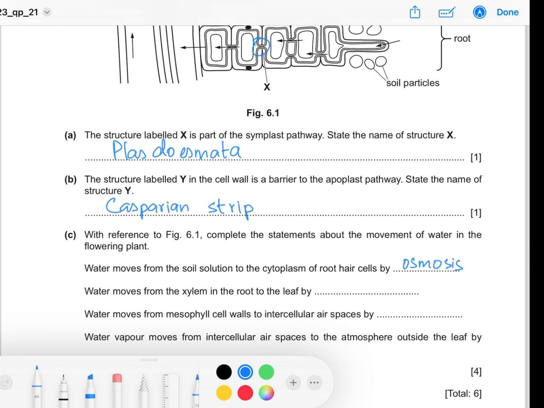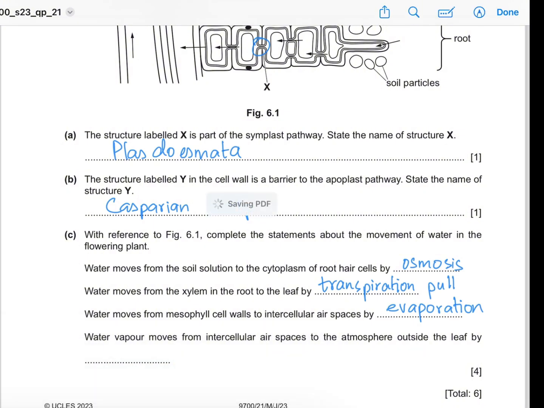from xylem in the root to the leaf by transpiration pull, as I mentioned. This results from hydrogen bonding between water molecules in the cell walls of mesophyll cells and water molecules in the xylem vessel. Okay, and then water moves from mesophyll cell walls into the air spaces by evaporation. So this is evaporation of water from cell walls into the air spaces of the leaf, from where the water vapor will move from the space to atmosphere outside the leaf by diffusion.